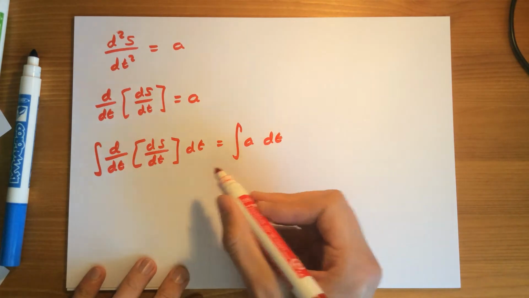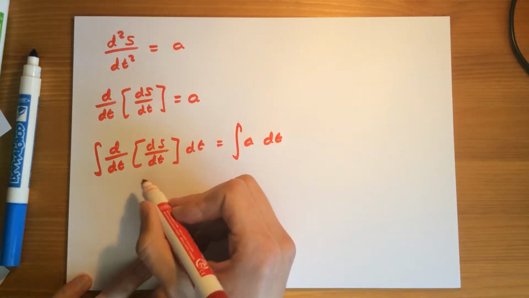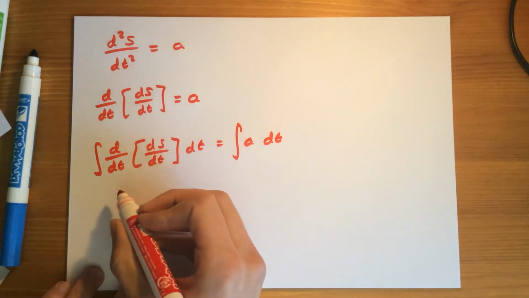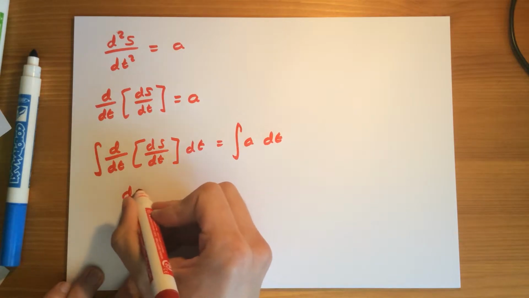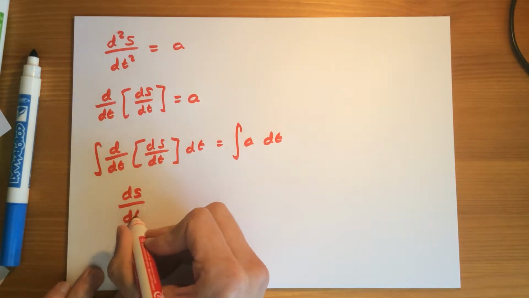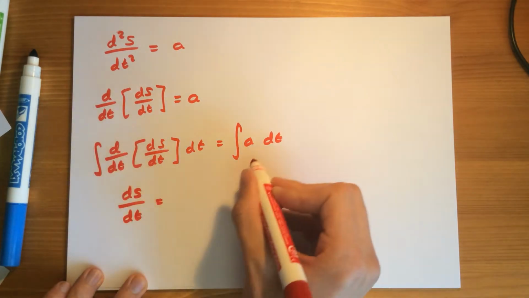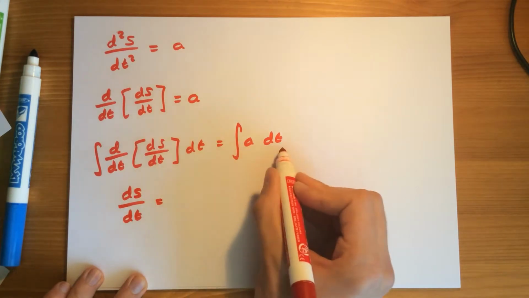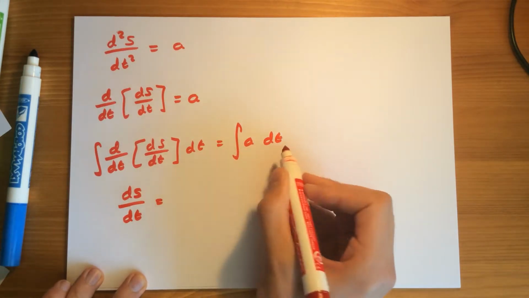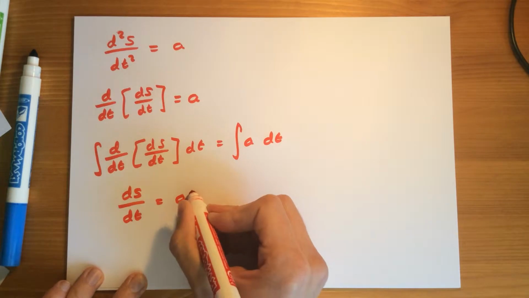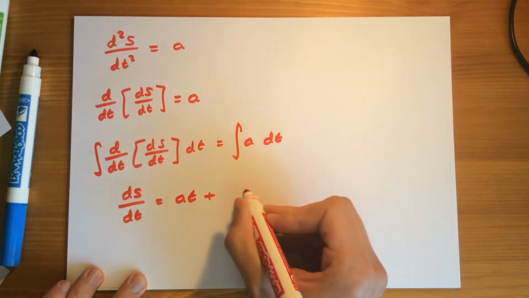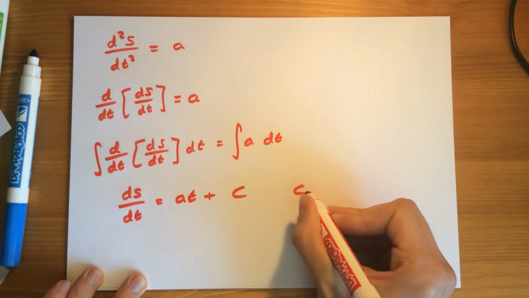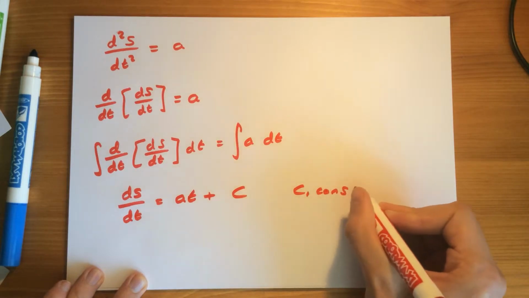And using the fact that the derivative and the integral are inverse operations, we can then conclude that ds by dt is equal to, and then we know how to do this side, integrating a constant with respect to time. It's just going to be at plus some constant c. So c is a constant.